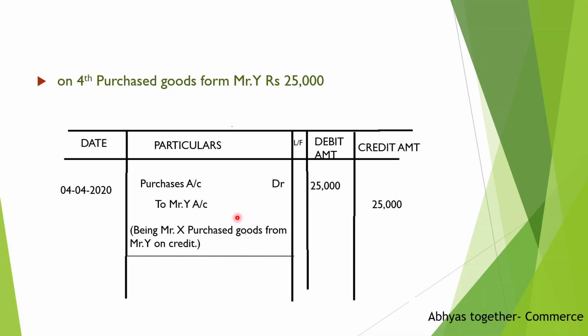25,000 and 25,000. Being Mr. X purchased goods from Mr. Y on credit.